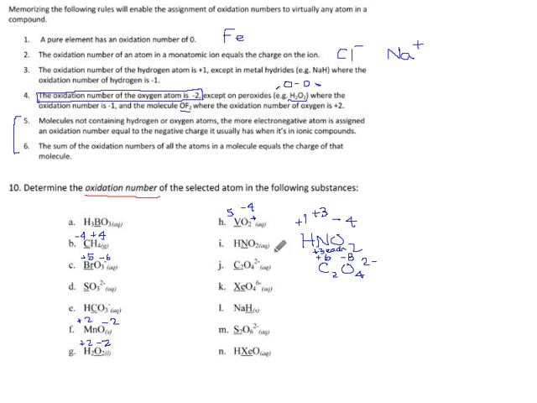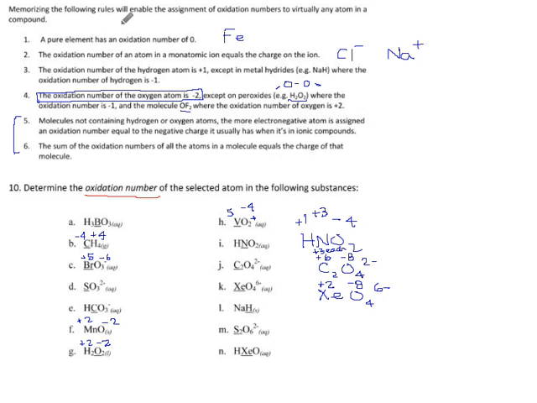Xenon tetroxide, that's an unusual one. You don't often see noble gases reacting, but they can. Okay, oxygens are minus 2 each, so we have a total of minus 8 charge from the oxygens. The xenon must bring us up from -8 to -6, so the xenon's oxidation number must be +2.